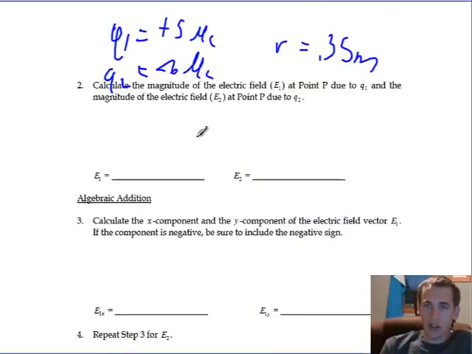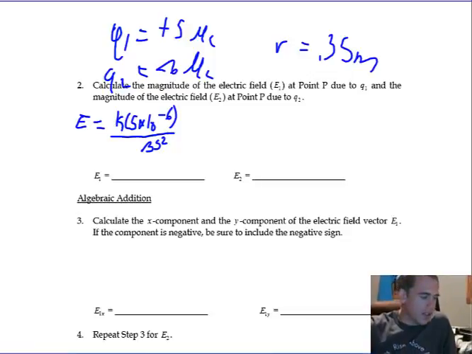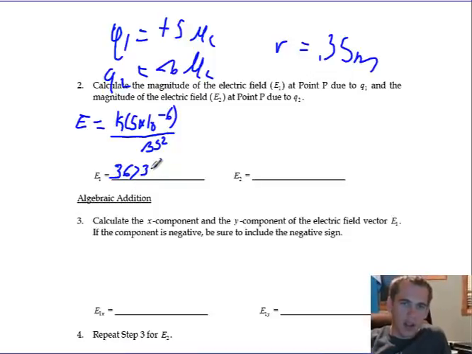Calculate the magnitude of the electric field E1 at point P due to Q1. Electric field, the magnitude does not include a direction, is equal to K, 9 times 10 to the ninth, times Q, 5 times 10 to the negative 6, that's what micro means, divided by 0.35 squared. If we do this math, we'll see that this works out to be 367,000 newtons per coulomb. Now I did round that a little bit, 367,346 newtons per coulomb.